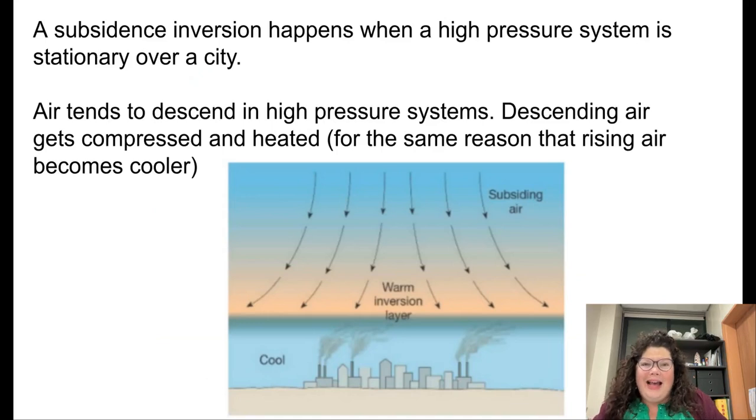These, unfortunately, can last for weeks and weeks and weeks, for a very, very long time. Unlike the radiation inversions, where they're normally cleared by noon, these can take a few weeks, which means we are building up a lot of air pollution below.